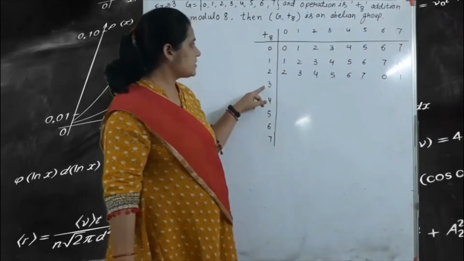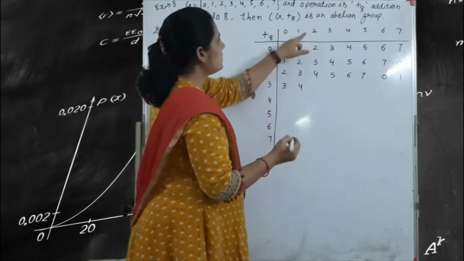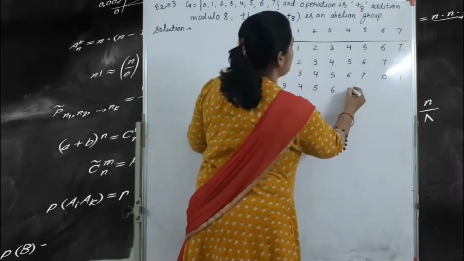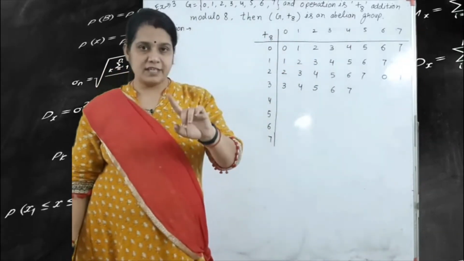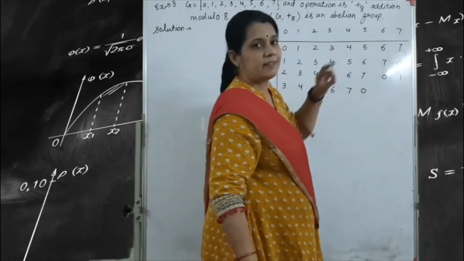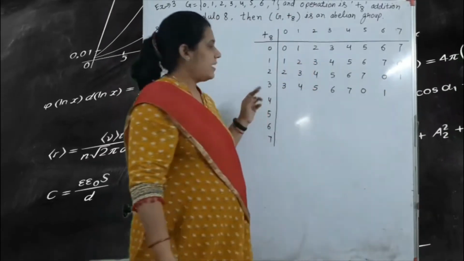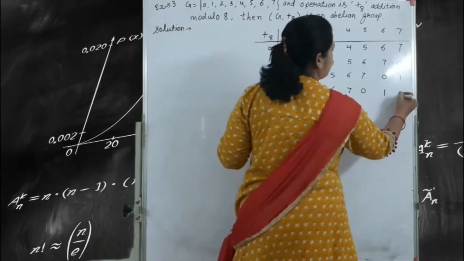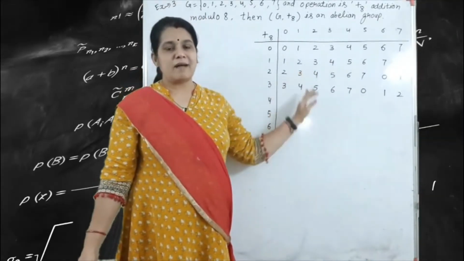Got it? Next is 3. 3 plus 0 is 3, 3 plus 1 is 4, 3 plus 2 is 5, 3 plus 3 is 6, 3 plus 4 is 7, 3 plus 5 is 8. 8 divided by 8, remainder is 0. 3 plus 6 is 9, divided by 8, remainder is 1. And 3 plus 7 is 10, divided by 8, remainder is 2. I think this process is very easy for making the table.